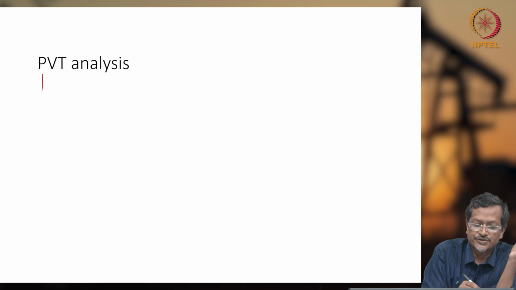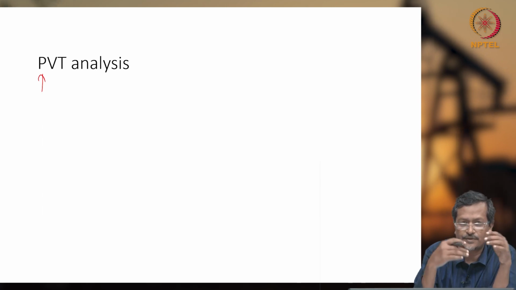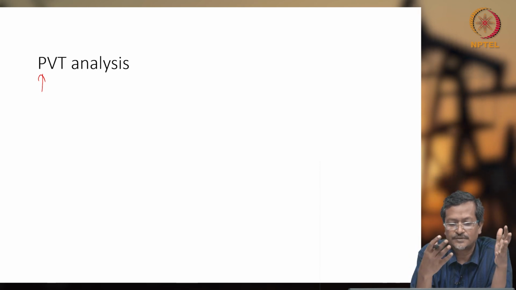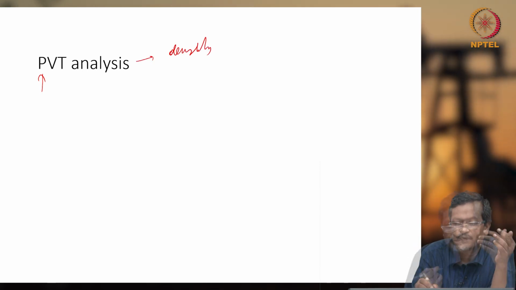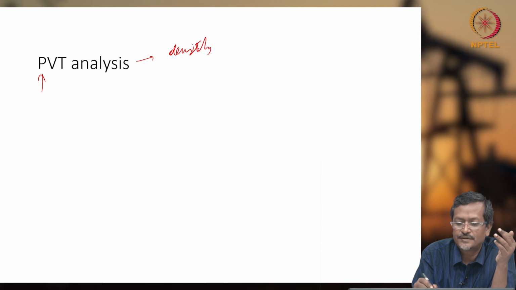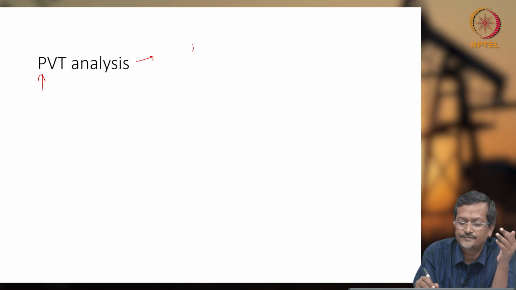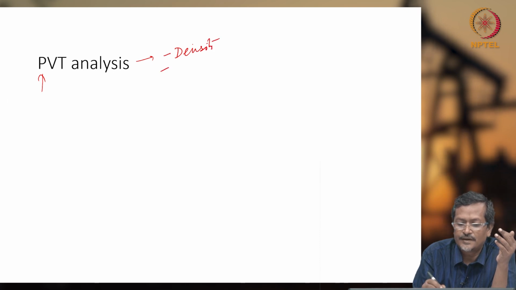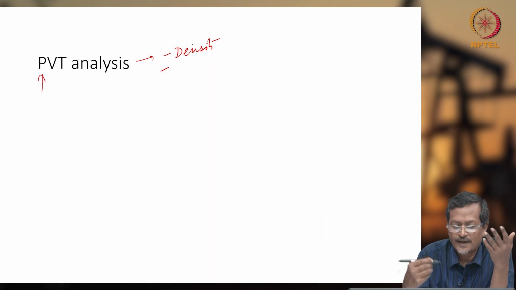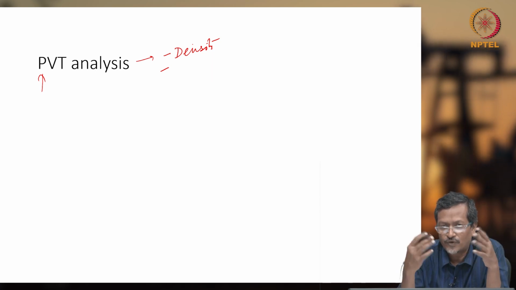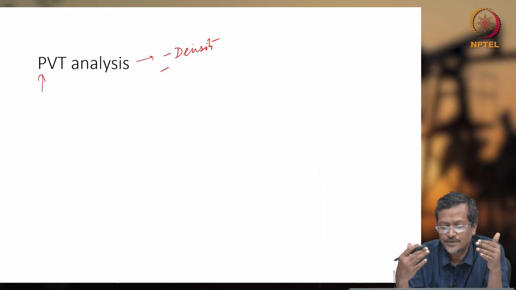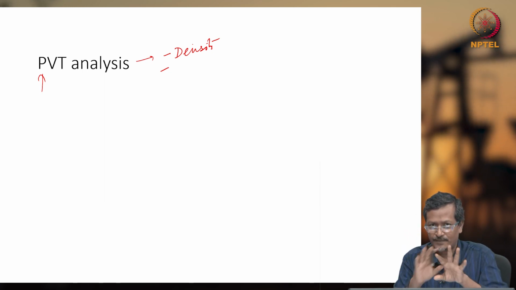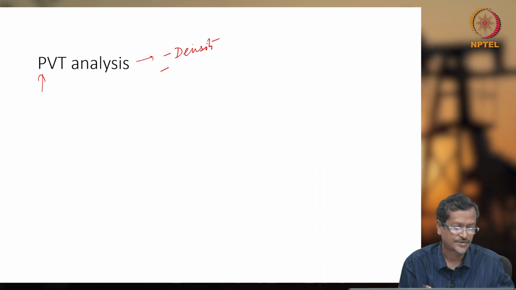So, PVT means pressure, volume, temperature. You take a certain volume, you change pressure, you change temperature, and you see the parameters. And you do density measurement, and then you do optical analysis, you do volumetric analysis, you check temperature, you check pressure. So, several stages of analysis will be there. Based on that, you produce a data table. That table will be used by other engineers and scientists.